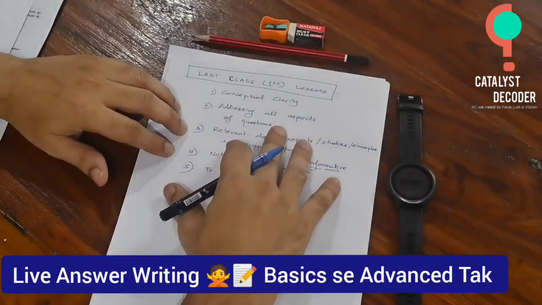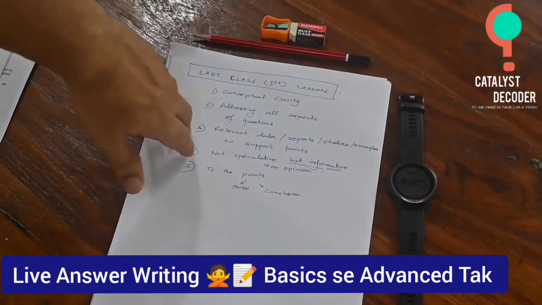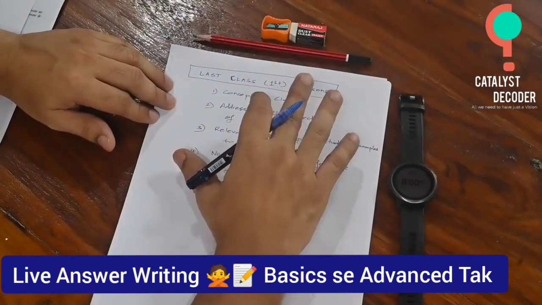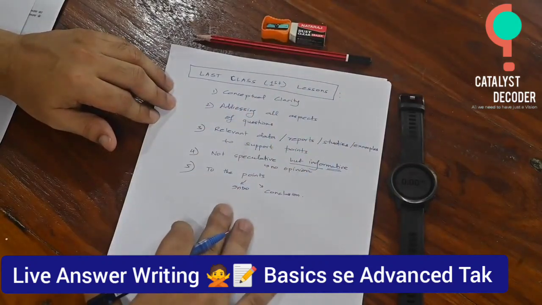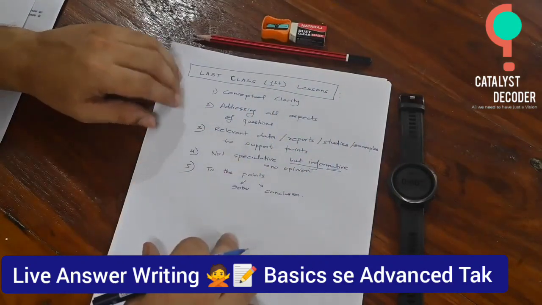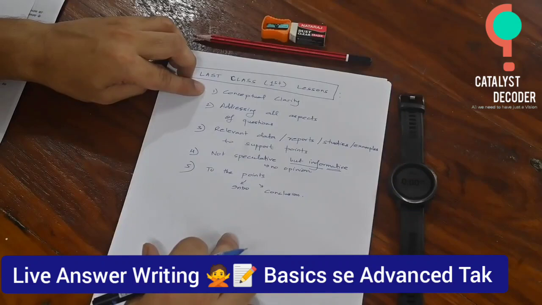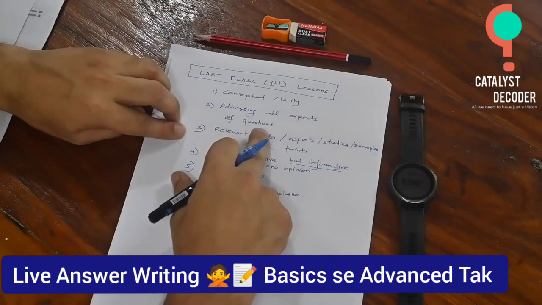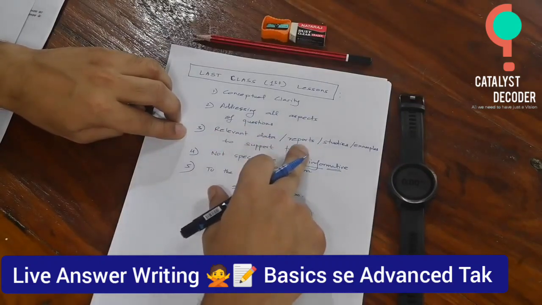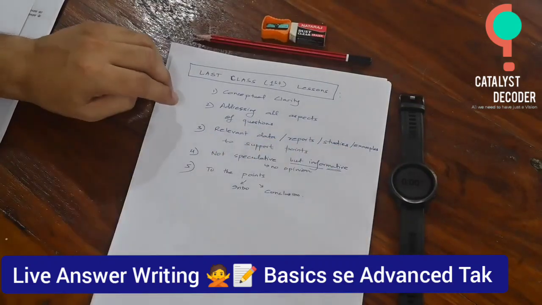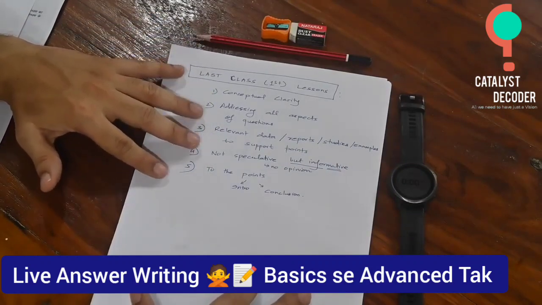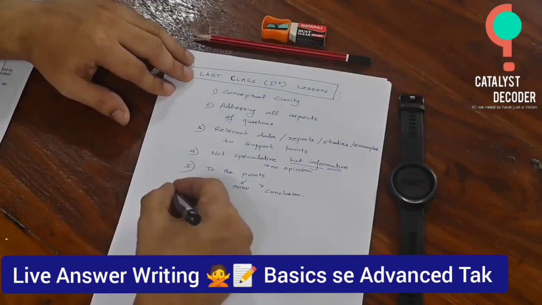Let us go ahead and revise the basics of answer writing from the first class that we had. In this first class, I talked about a few things which I will quickly cover. Number one is conceptual clarity. Number two is addressing all aspects of the question. Number three is relevant data, reports, studies, examples. So this is the sheet from the last answer that I have, a quick summary of the last class.